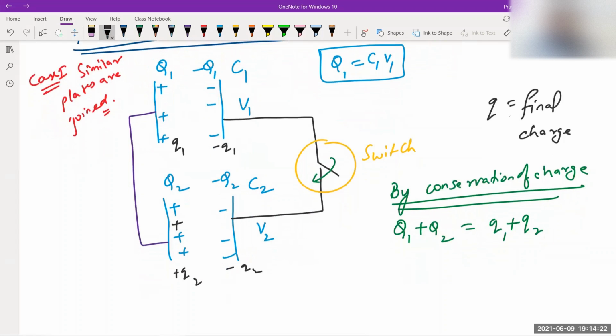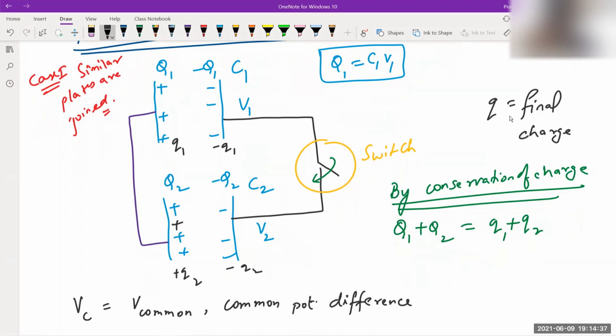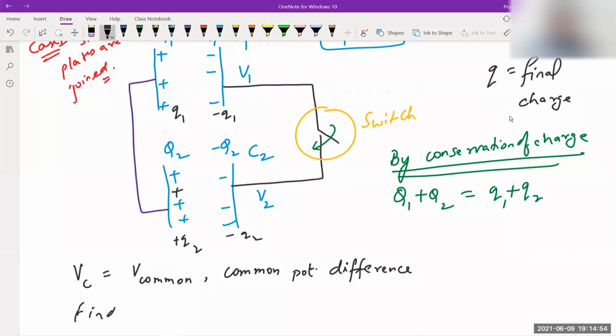Let's just say I have a new symbol VC, which denotes V common, the common potential difference. We have seen in the previous chapter that when you connect two conductors, charge will keep on flowing until the potential becomes equal. So now both capacitors have potential VC across them. The final potential difference across both capacitors is VC. Remember this one.